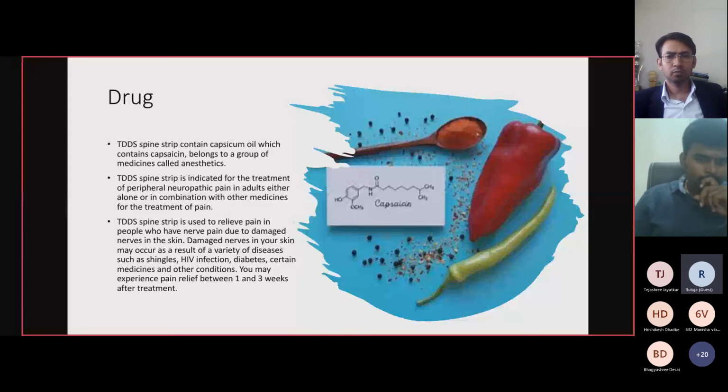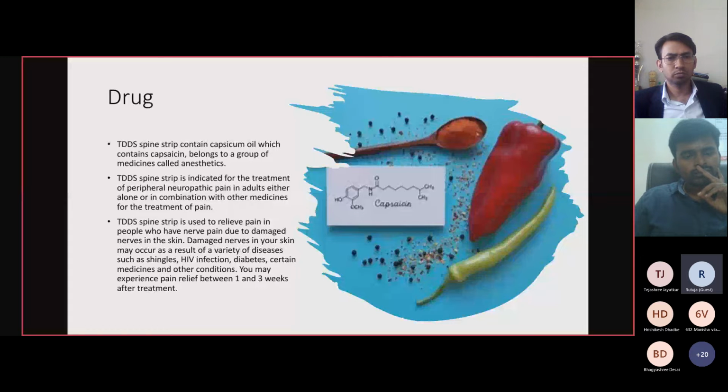The TDDS spine strip is used to relieve pain in people who have nerve damage in the skin. Damaged nerves in your skin may occur as a result of a variety of diseases such as shingles, HIV infection, diabetes, certain medicines and other conditions. You may experience pain relief between 1 and 3 weeks after treatment.